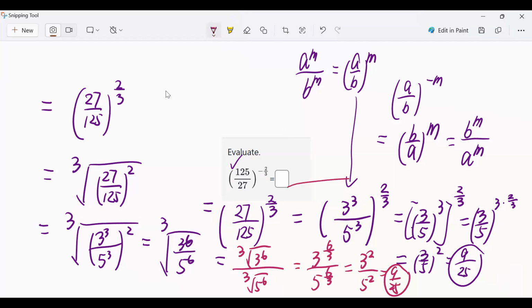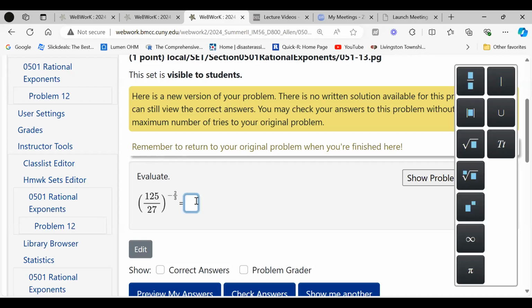I think it's probably slightly quicker to stick with the exponent. 9/25.